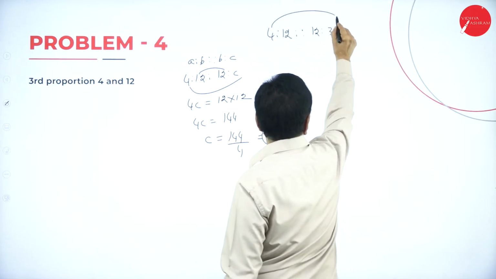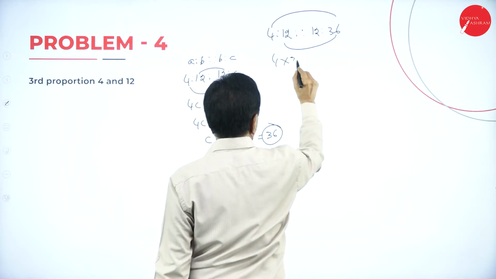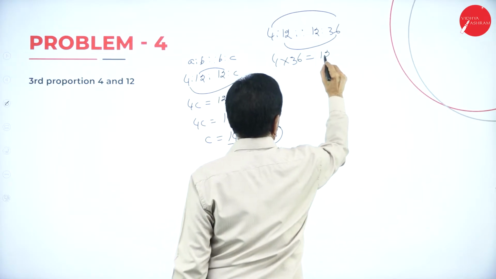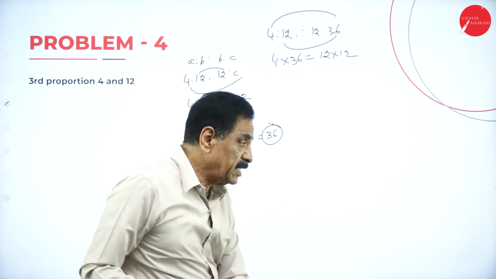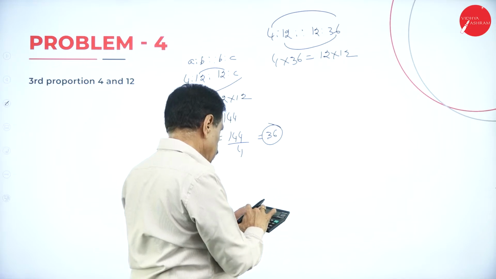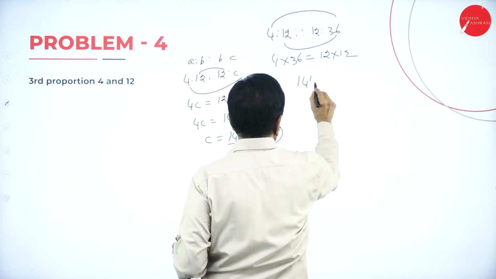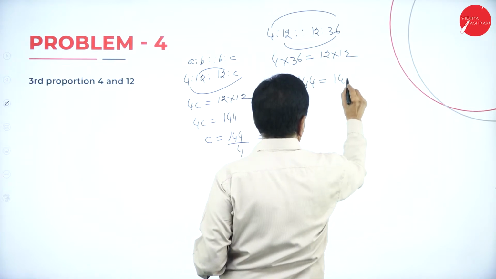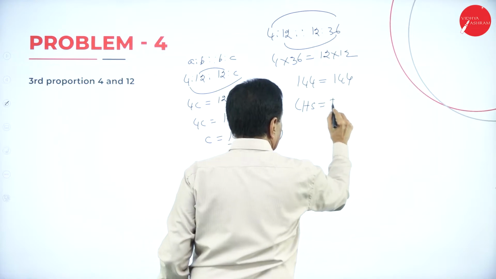First and last, second and third. 4 into 36, 12 into 12. So 36 into 4 is 144, and 12 into 12 is 144. So LHS is equal to RHS.